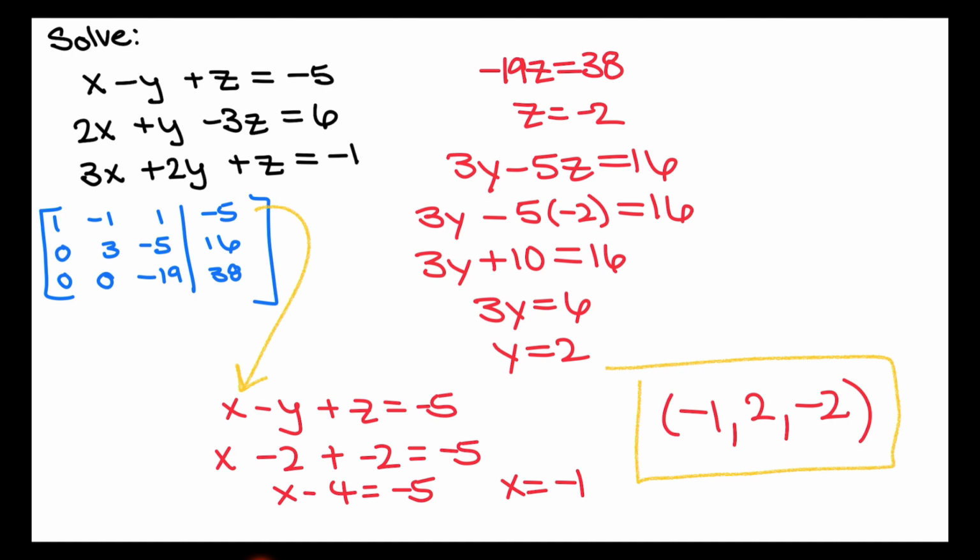And so my solution, I can write it as, we'll call this an ordered triple. You can put the x in first. x was negative 1, the y is 2, and the z is negative 2. And so this now represents a point in three-dimensional space, which is where these three different planes intersect.